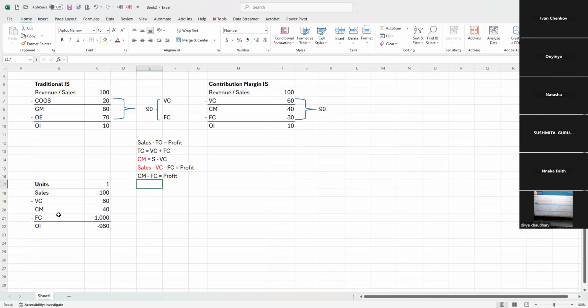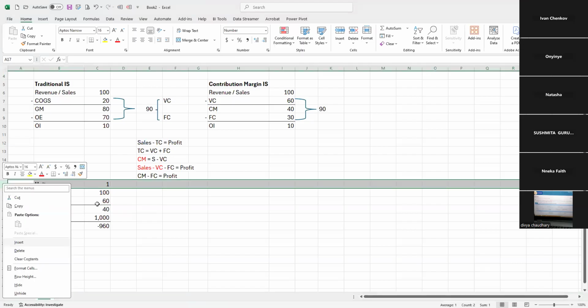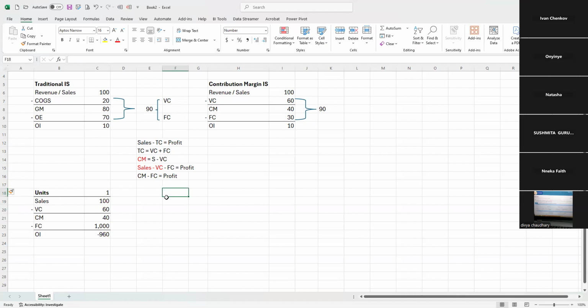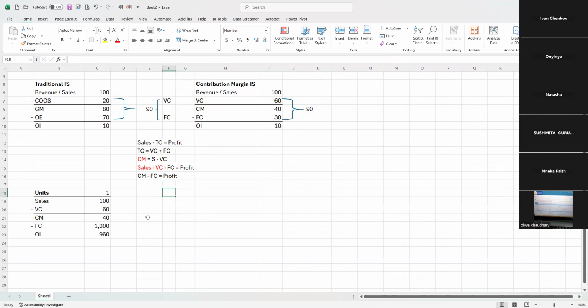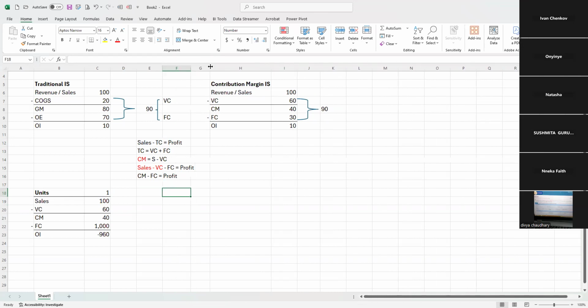So if I'm selling only one unit, my contribution margin is $40. Can you see this? Yes. Okay, let's do this experiment and let's do something interesting. Let's sell 2 units. What's going to happen if we sell 2 units?